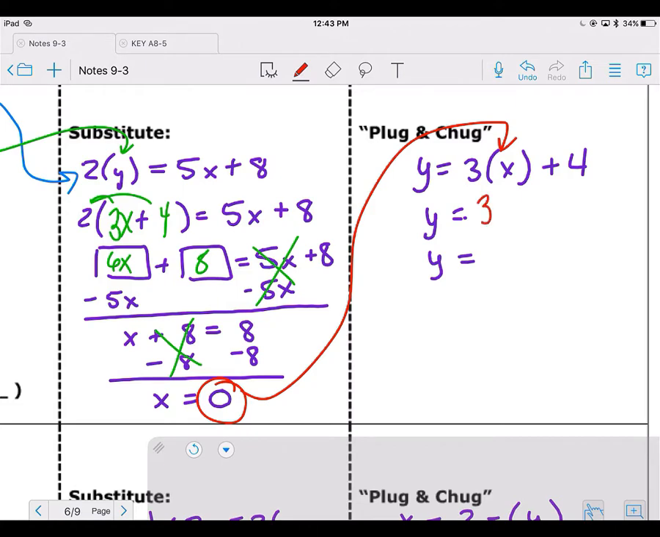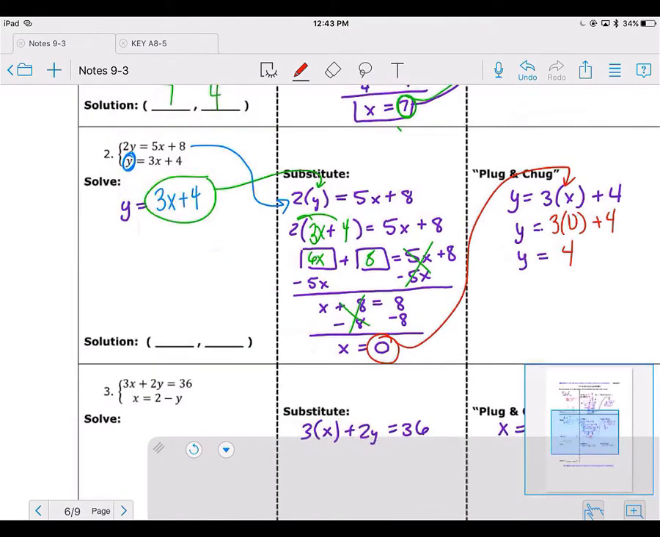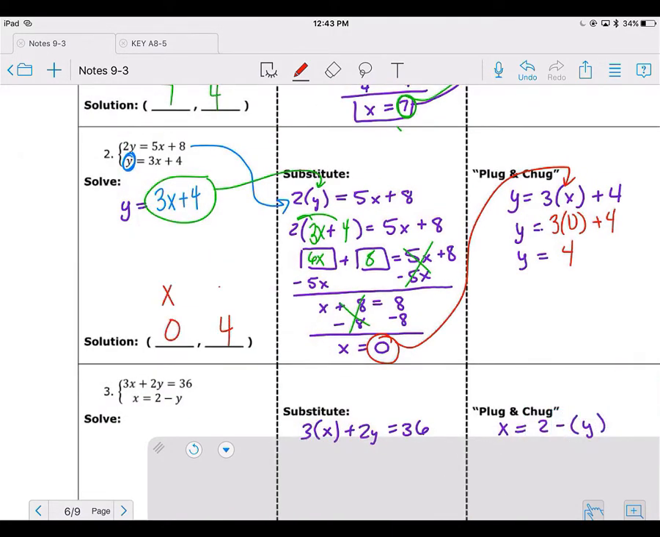On the plug and chug, we are going to plug back in. Instead of writing what x was, we write what x equaled. x equaled 0. 0 plus 4 is just 4. To write our solution, we write our x and our y. So this crosses at the point 0, 4.